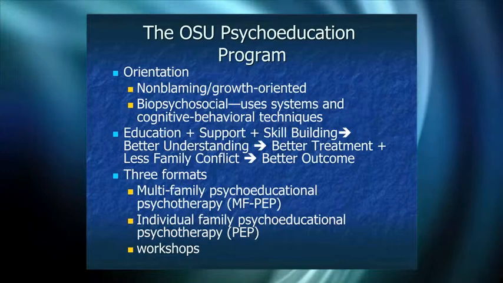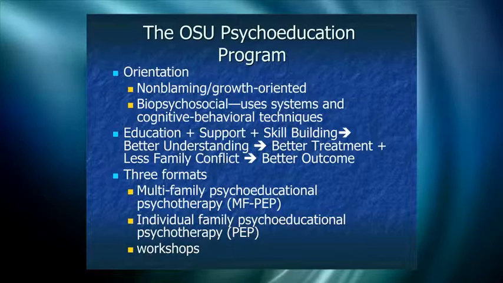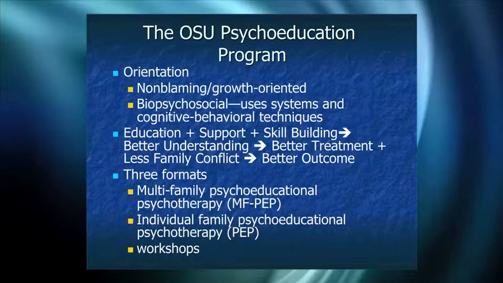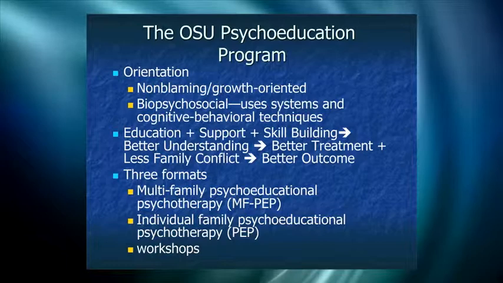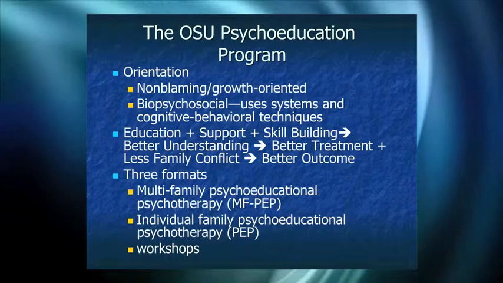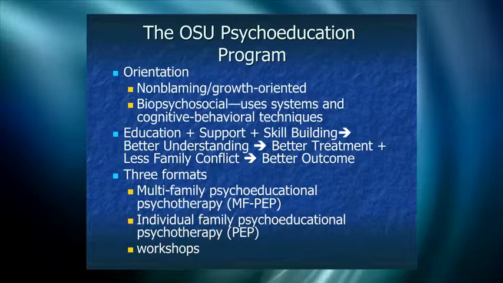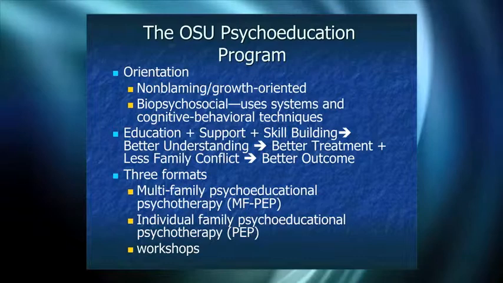It was our belief that providing families with education and support and skill building would lead to better understanding of the disorder. If you have a better understanding of the disorder, it'll lead to better treatment of the disorder, as well as less conflict within the family as appropriate attributions are being made. And if you have a better family environment and better treatment, that should all lead to better outcome. We've developed three formats: the multifamily psychoeducational psychotherapy, or what we call MFPEP, the individual family psychoeducational psychotherapy, or IFPEP, and then we've also delivered this in workshops for our parents of kids who come to our inpatient unit.